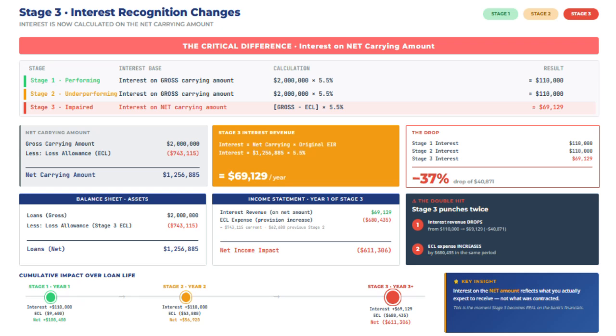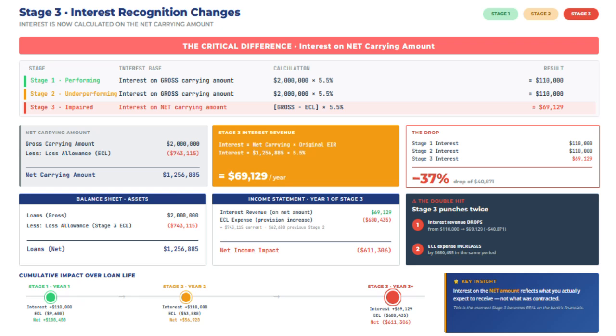But since the asset is impaired, you don't expect to collect the full amount. Interest accrues only on what you expect to recover. And the net carrying amount reflects the realistic recovery expectations. Here the interest on net is economic reality. You are only earning interest on the money you would actually expect to collect. So interest on net amount reflects what you actually expect to receive and not what was contracted. And this is the moment stage 3 becomes real on the bank's financials.